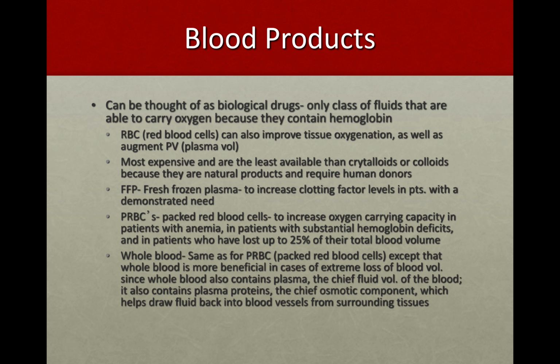FFP is known as fresh frozen plasma. This increases clotting factor levels in patients with a demonstrated need. They are thrombocytopenic for whatever reason, if it's hemorrhage, accident, chemotherapy, and so forth. And then packed red blood cells increase oxygen carrying capacity in patients with profound anemia, patients with substantial hemoglobin deficits, and patients who have lost up to 25% of their total blood volume, such as an accident with a hemorrhage or postpartum hemorrhage. Usually we can stop that before it's 25% with the postpartum folks.